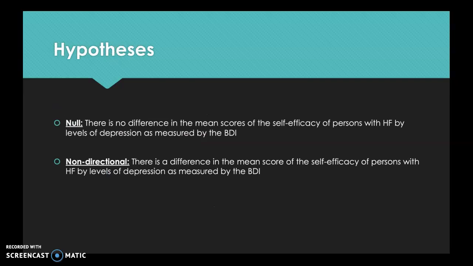The two hypotheses are stated here. The null hypothesis states that there is no difference in the mean scores of the self-efficacy of persons with heart failure by levels of depression as measured by the BDI. And the non-directional alternative hypothesis states that there is a difference in the mean score of the self-efficacy of persons with heart failure by levels of depression as measured by the BDI.